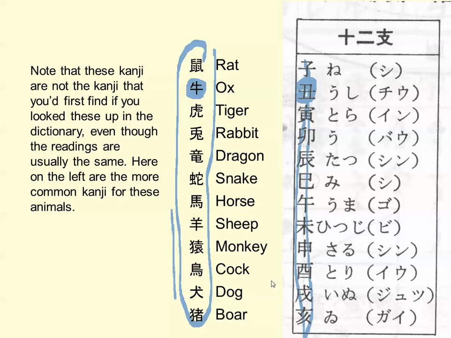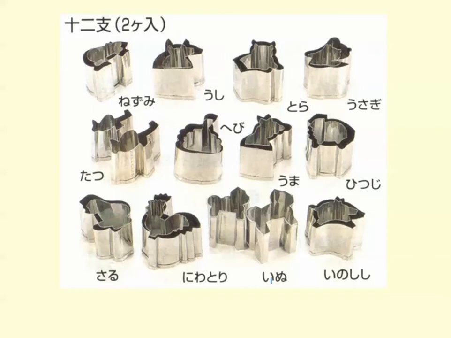And I'll give you a little bit of a preview of what's coming up in other learning modules. These earthly branches have lots of applications. It's not just in the sexagenary cycle. So they are good characters to be familiar with. And you can find them in every aspect of Japanese life. I thought these were really cute. They're little cookie cutters, and each one represents one of the zodiac signs.